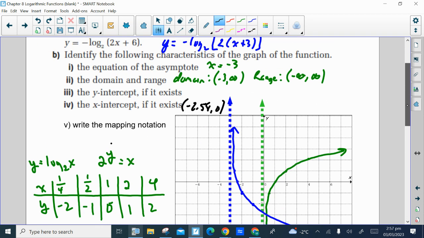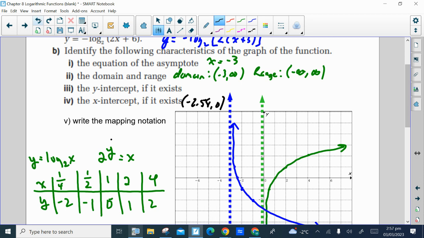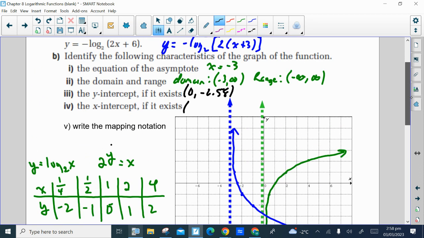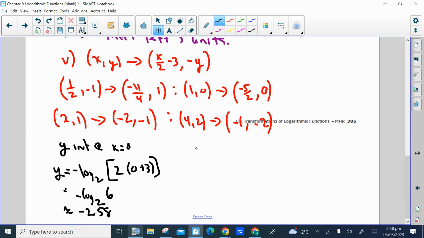Sorry, that was our y-intercept. I had it right the first time. And our x-intercept is where y equals 0. So it'll be where 0 equals negative log base 2 of 2 bracket x plus 3.